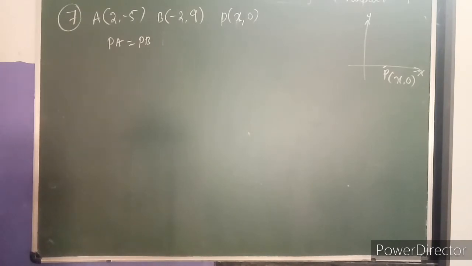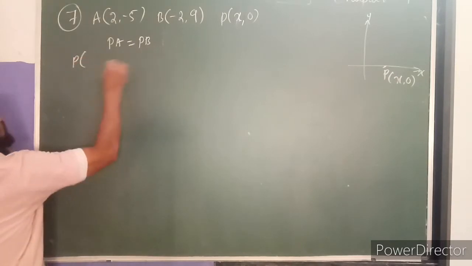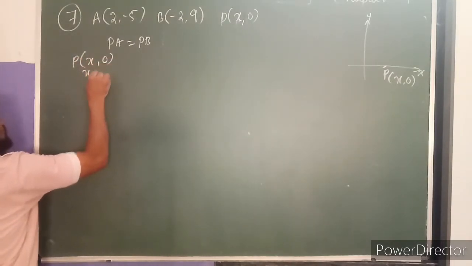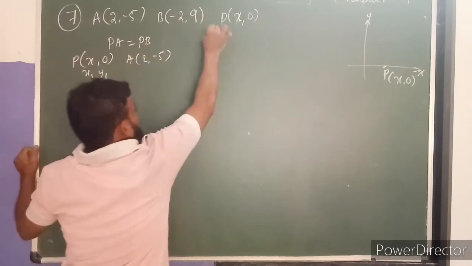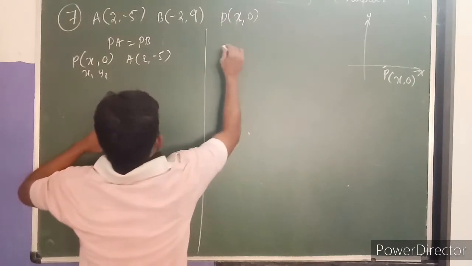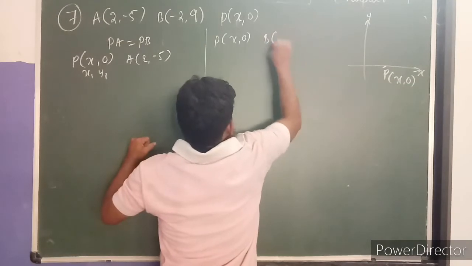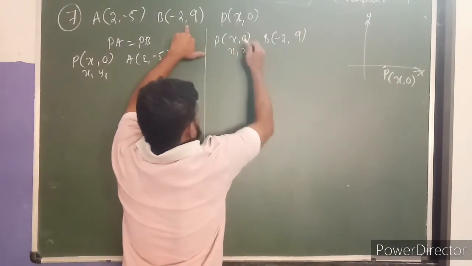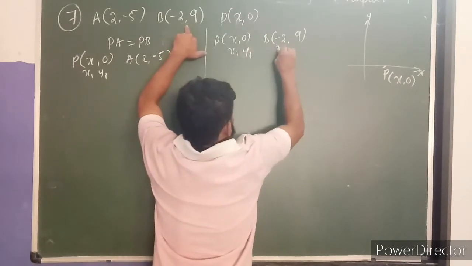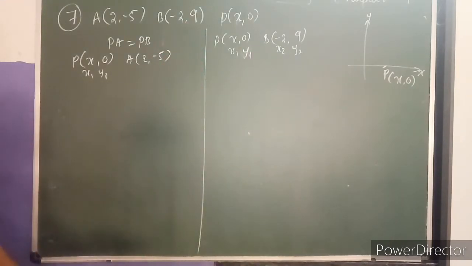Let us take P. So P value, that is for P and A: P value is x comma 0, x1, y1, and A value is 2 comma minus 5. This is one part. And the second part, I am going to take P x comma 0 and B, that is minus 2 comma 9. This is also x1, y1 and x2, y2. Right? So according to this, we have to put in the distance formula.